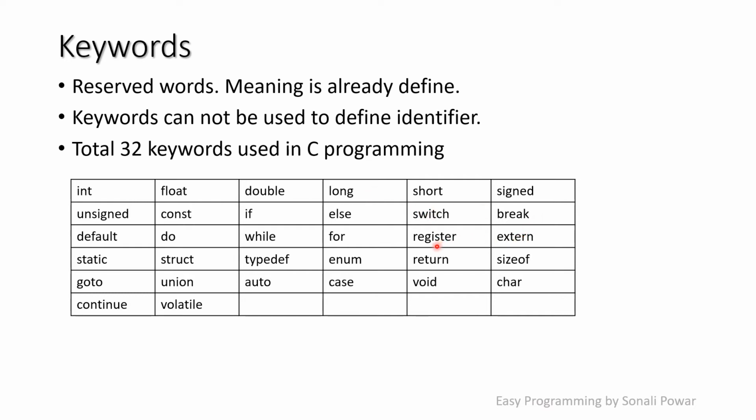Each word has its own meaning, and we use those words to write our C language program. Suppose I want to declare one variable of integer type. In that case you will use this keyword. When I say int a, it means I just declared the variable a of integer type. Such that these 32 keywords each have their own meaning.